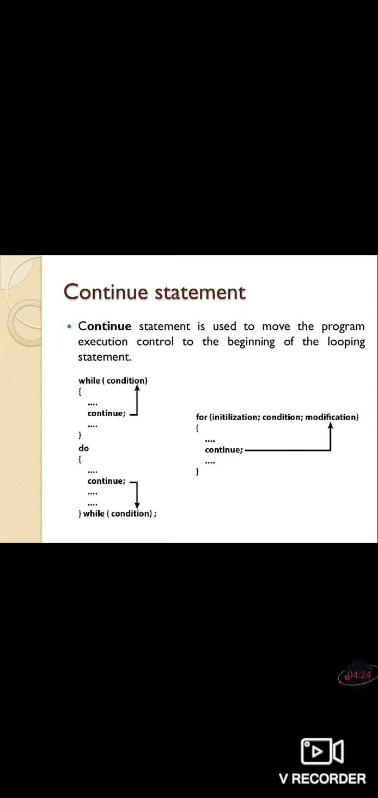Now, continue statement. Continue statement is used to move the program execution control to the beginning of the looping statement. When the continue statement is encountered in a loop statement, the execution control skips the rest of the statements in the looping block and directly jumps to the beginning of the loop. The continue statement can be used with looping statements like while, do while, and for.